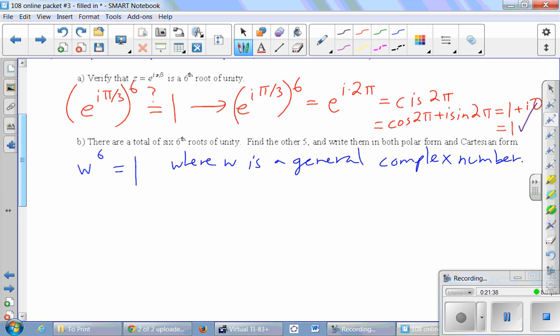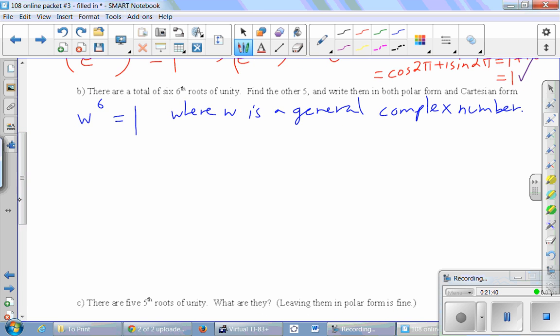Okay, so the technique here, this is the complete way. Remember in the class video, we did it 2 ways. One of them was easier but incomplete. The other was harder but complete. Okay, so we're going to rewrite w as r e to the I theta, a very generic complex number, and it's still being raised to the 6th.